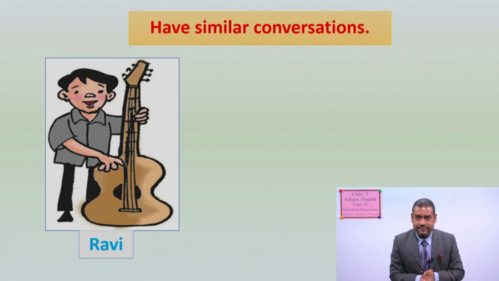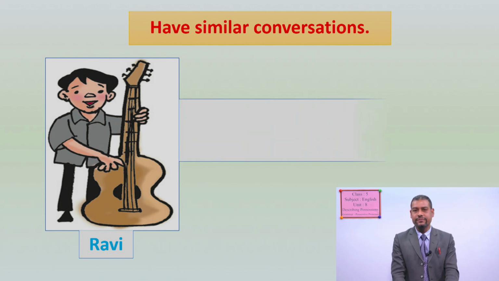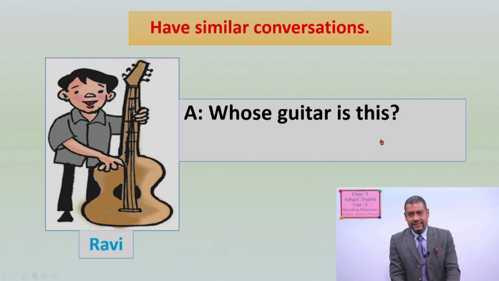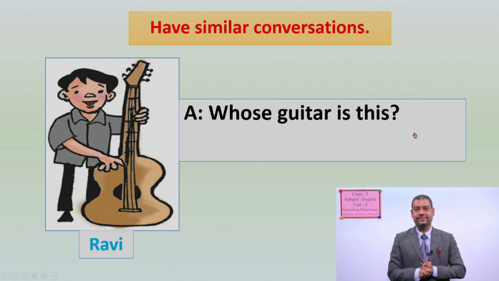Have you finished? Very good. Now, your question should be, whose guitar is this? See, your question should be, whose guitar is this? Isn't it? Now, what is its answer? Please write it down again.